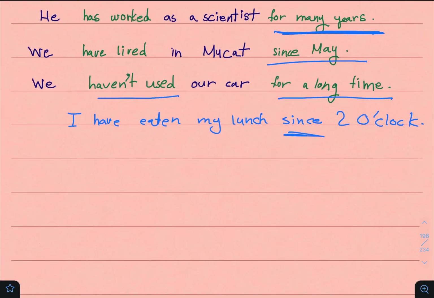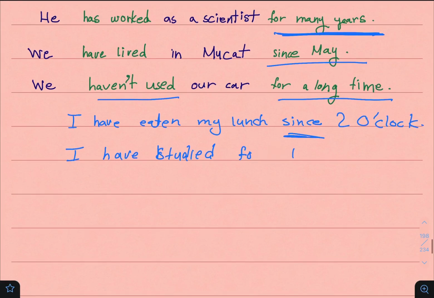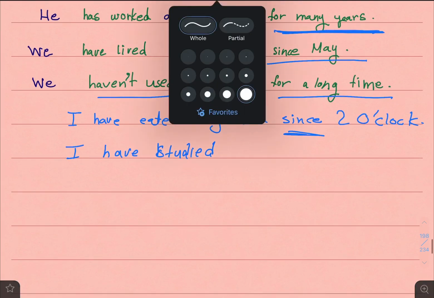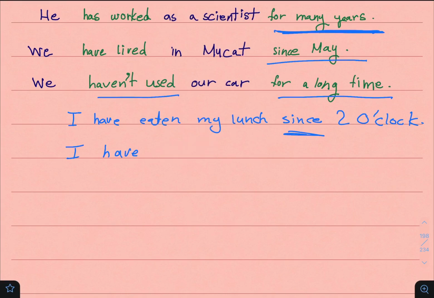I can say, okay, I have another example for you. You can say I have studied English, for example. Okay, I have studied English. Okay, you can say I have studied English for a long time.